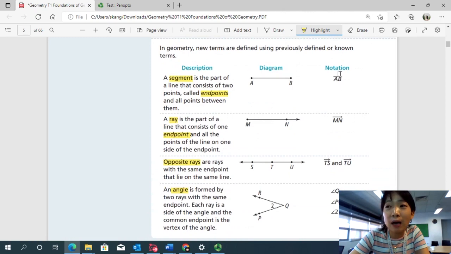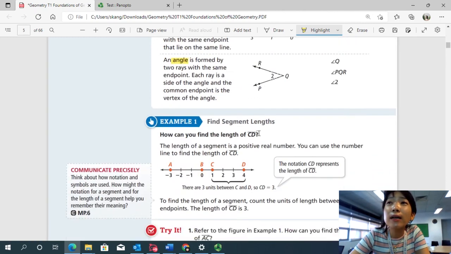Okay, so the order and the notation really matter. So for example 1, we have a line segment CD. We have 2 endpoints, C and D. How can you find the length of CD? A distance or a length is always a positive real number. So you can use the number line to find the length of CD by counting the tick marks. They are 1, 2, 3 units away. Or you can find the difference. 4 minus 1 is positive 3. Okay? So the absolute value of their difference would also give you the distance.